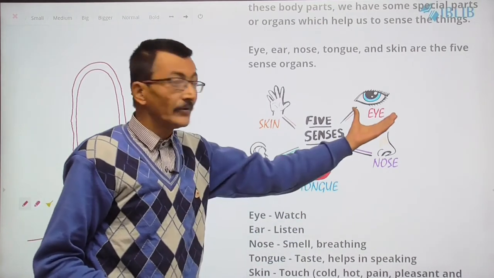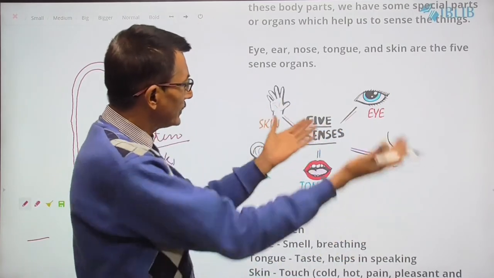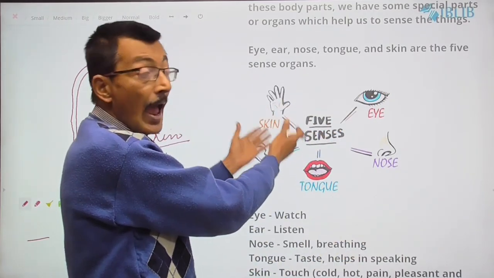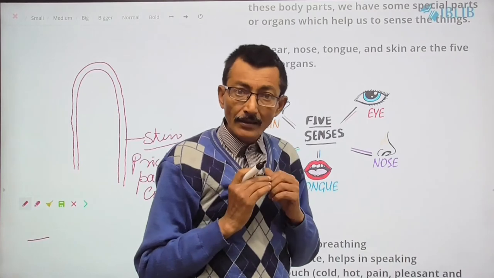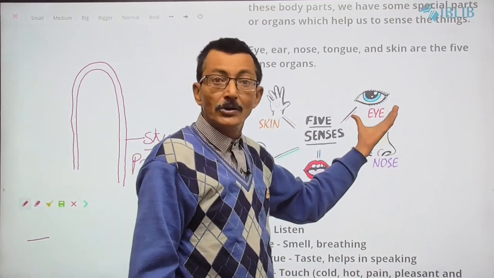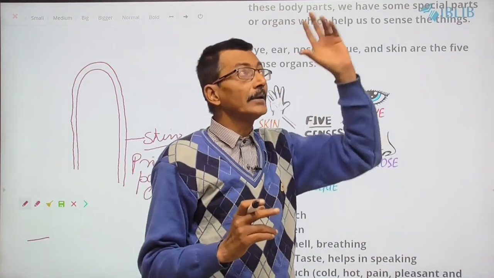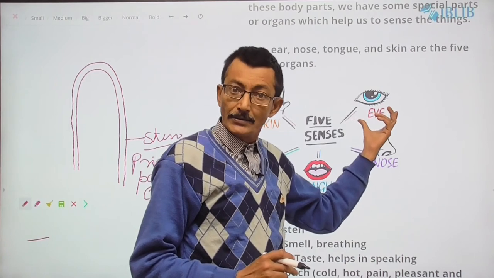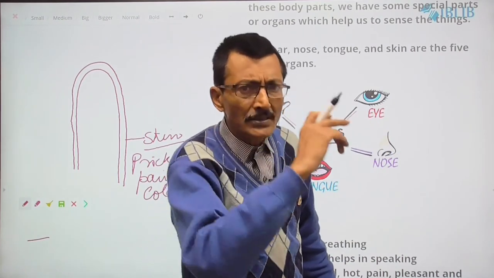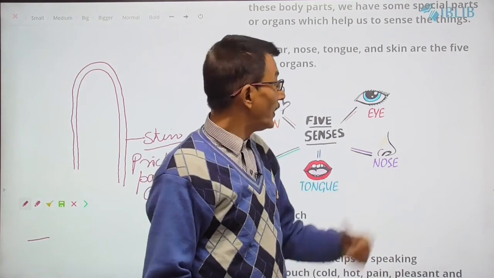The same thing is with eyes. We see with eyes. You are looking at this with your eyes. And the most important thing is that if there is no light, we are not able to see with our eyes. We need light to see with our eyes. Only some animals, the living creatures, can see in the dark, but not we.